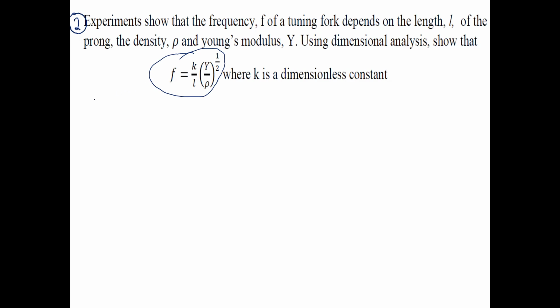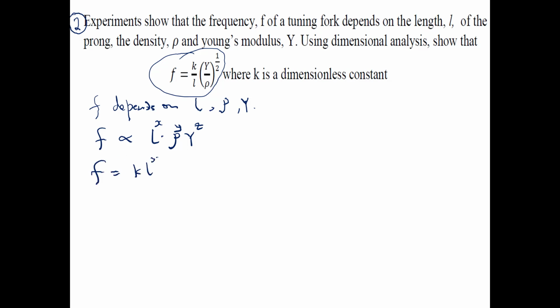So let's begin. So f depends on L, density rho, and the Young's modulus y. So we shall simply say that our f is proportional to L times rho times y, but you raise these to the powers of x, y, and z. You can use any other letters. So removing this proportional symbol, we shall simply have that our f is equal to a constant k times L power x times the density rho power y times the Young's modulus power z, and this is our equation. So we need to find the values of x, y, and z.